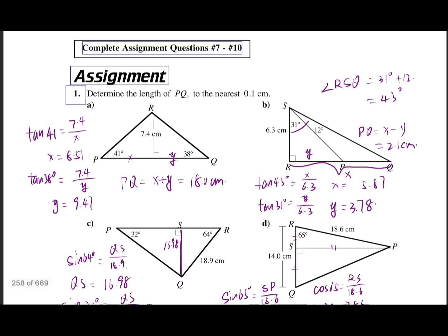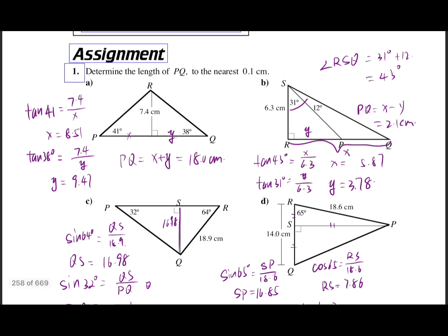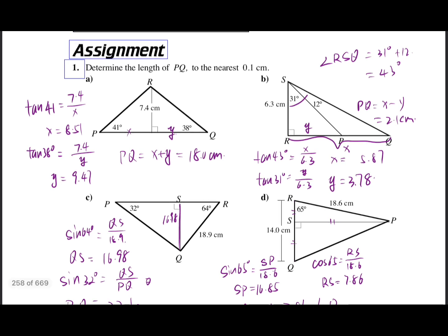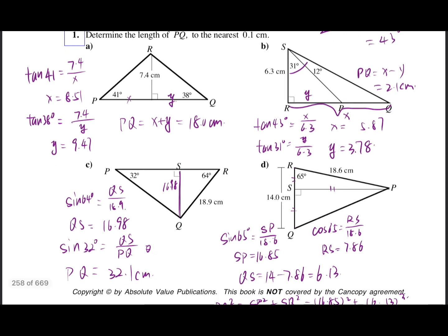Okay, let's do our homework. The first one, we need to find PQ. For the first one, we can divide PQ into two parts, x and y. Then tangent 41, use opposite divided by adjacent: 7.4 divided by x, we can get x. Then use tangent 38, and we can find y. Then PQ equals x plus y.